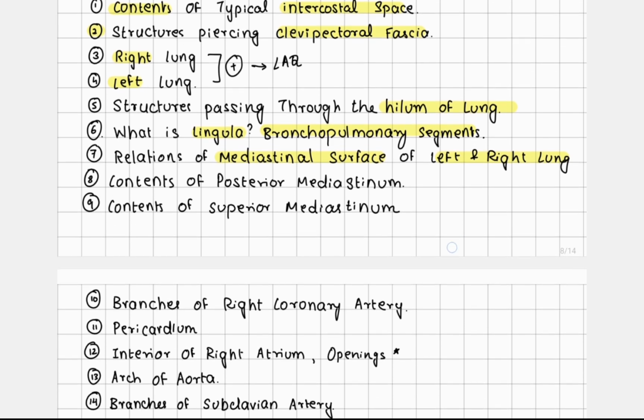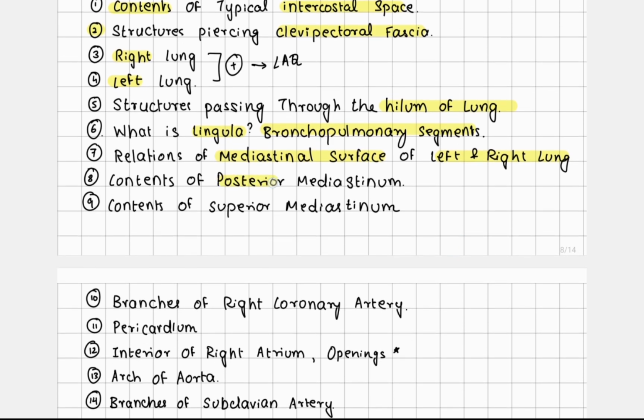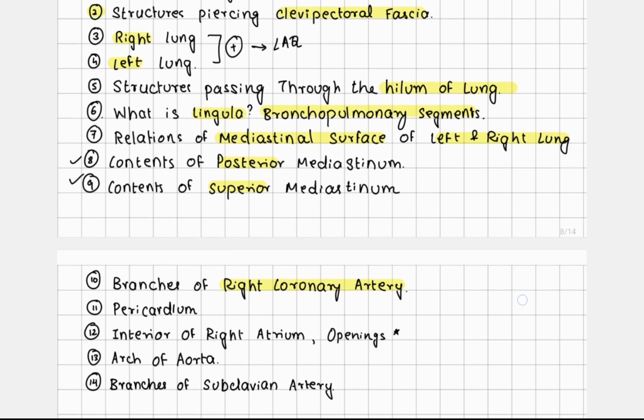Then contents of posterior and superior mediastinum. Contents of every mediastinum is important, but superior and posterior mediastinum comes frequently. Then there is branches of right coronary artery. In this you need to draw the diagram also.